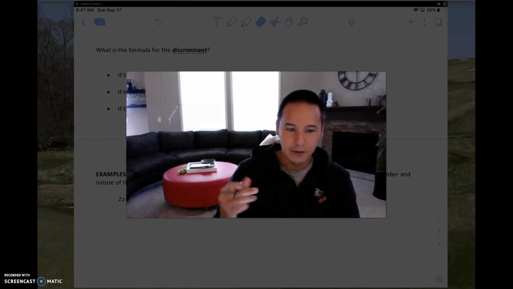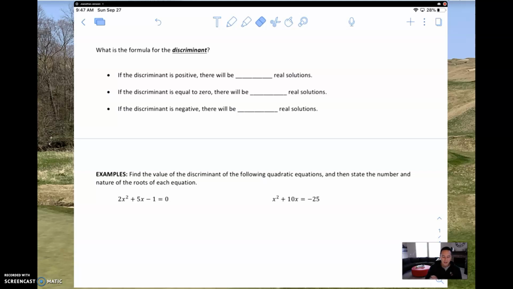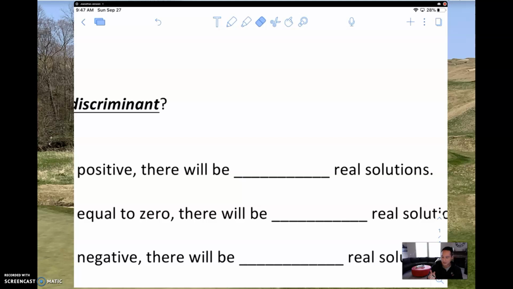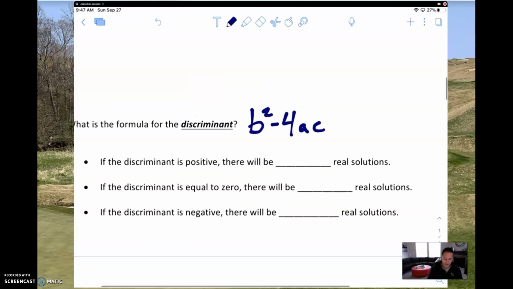So let's go ahead and learn about the discriminant. We've seen the formula for the discriminant before. It was hidden within our quadratic formula, and that is going to be b squared minus 4ac. So all the stuff underneath the square root is your discriminant. The first part gives you the vertex. The square root part gives you what's called the discriminant. And the discriminant will tell you how many real solutions there are going to be.